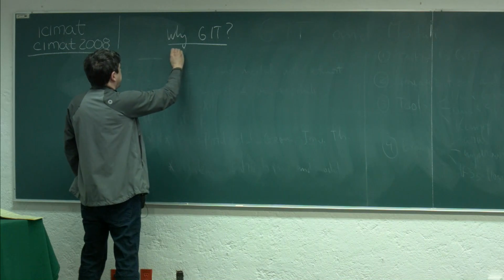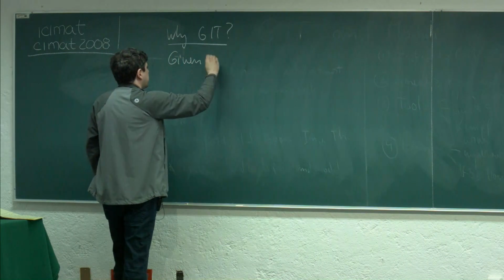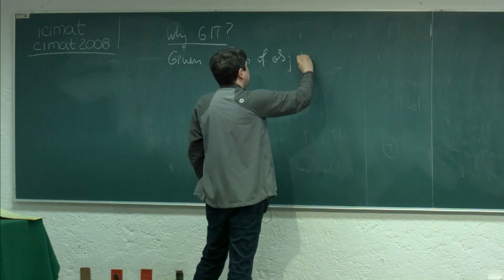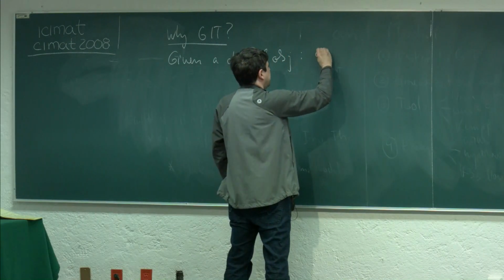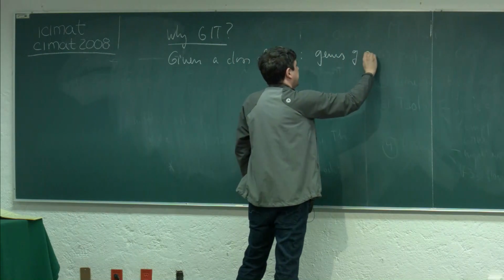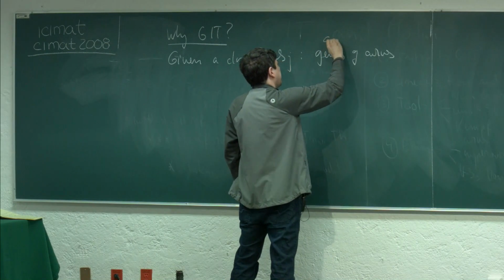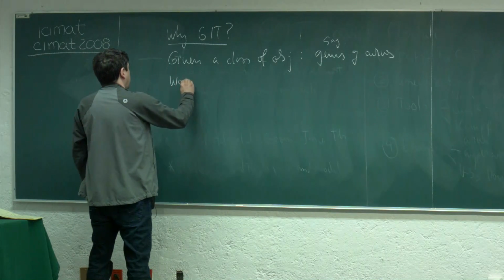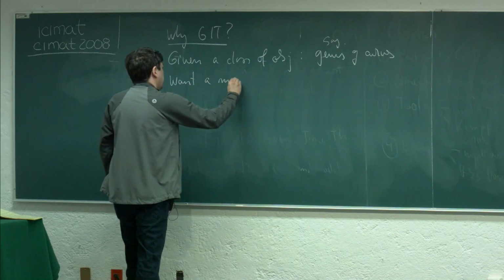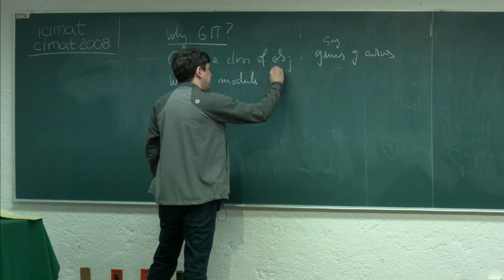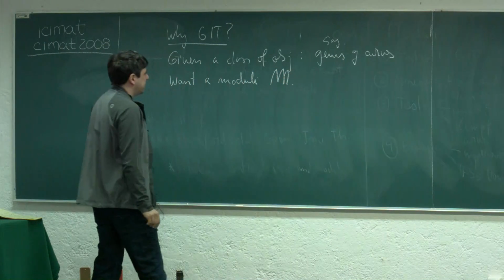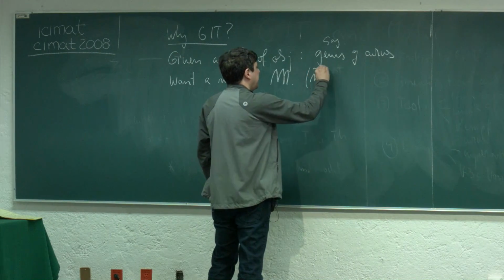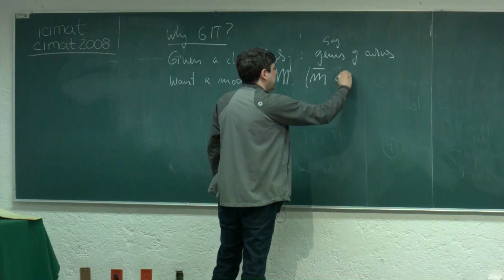So we are given a class of objects. For simplicity, say genus g curves, say. And we want to construct a moduli space. This will be denoted kind of generically by M, sometimes by M bar. This would be the compact version.